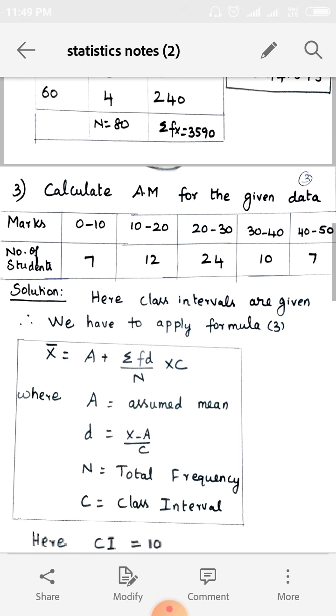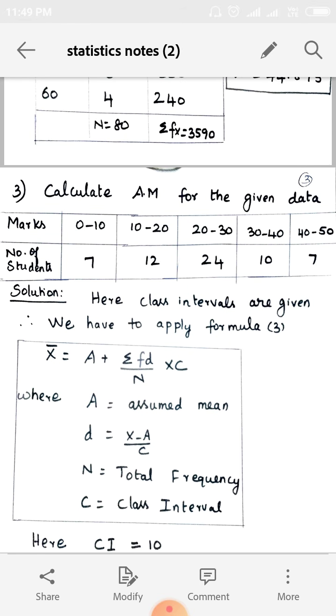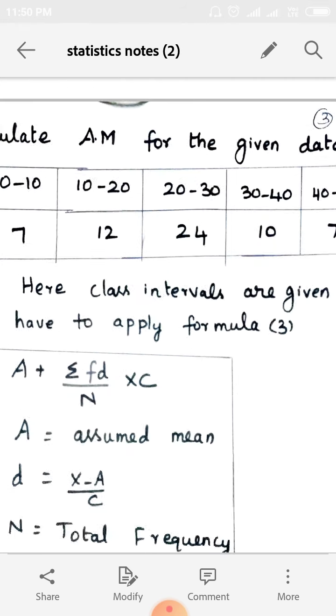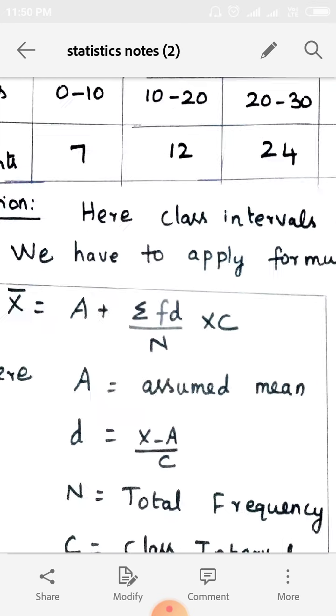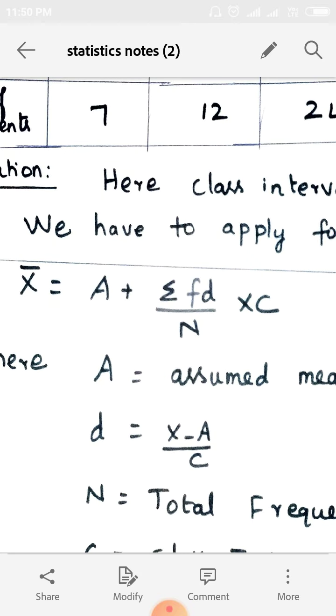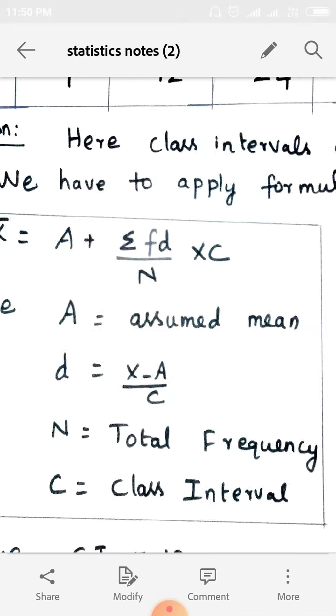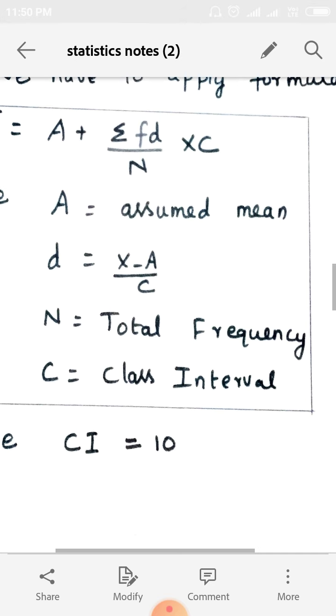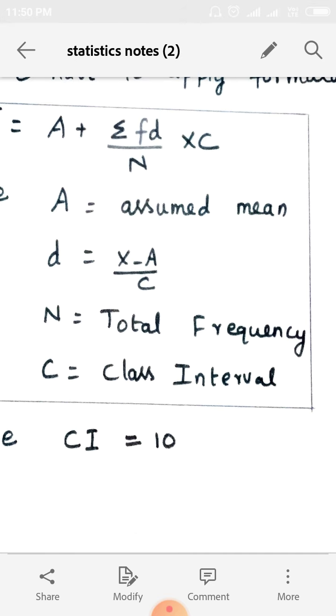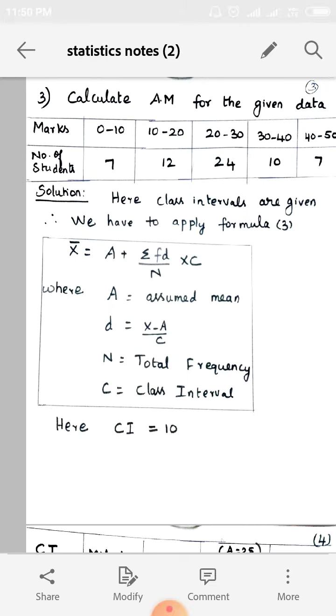So class intervals mean we go to the third formula. Here the class intervals are given. We have to apply formula 3. What's the formula? X bar is equal to a plus summation fd by capital N into C, where a is equal to assumed mean, d is equal to x minus a by c, N is equal to total frequency, c is equal to class interval. So this is the formula for the third type.